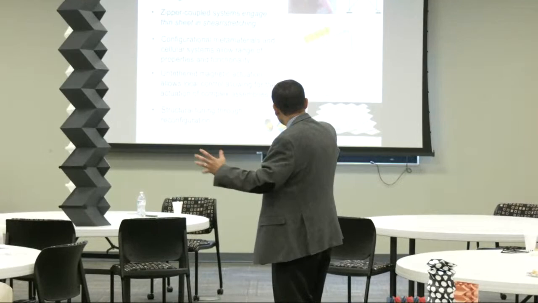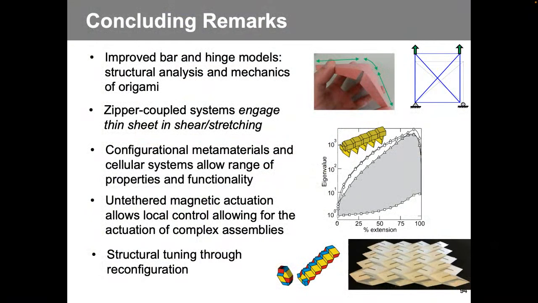And I will not have time to explain it, but the reference is over there. And finally, we have covered a lot today: an introduction, the bar-and-hinge model, the Merlin system to do the computational analysis, the zipper-coupled tubes, configurational metamaterials, untethered magnetic actuation for robots, and the structural tuning through reconfiguration. And finally, this is the zipper tube.